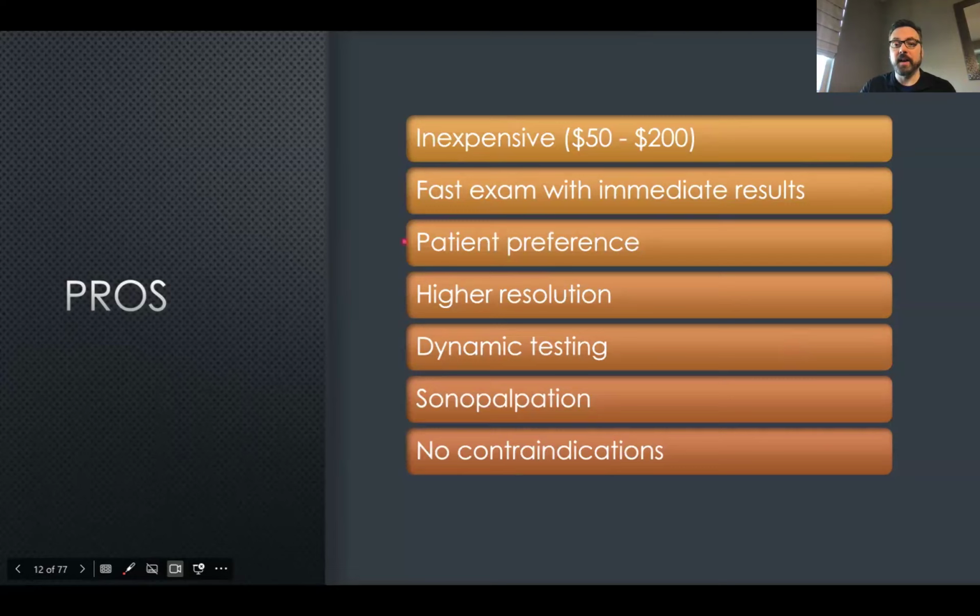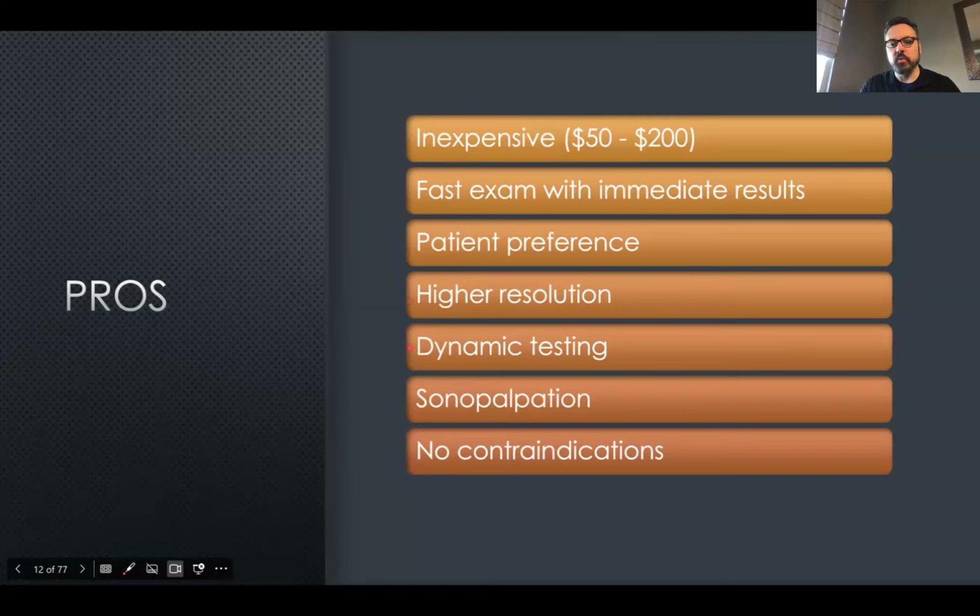Most people would rather sit in a chair or lay on an exam table and have the ultrasound probe go over the area instead of getting stuck in an MR machine with a big coil around it. And again, I want to preface this is not going to replace MR at all. But there is a little bit of patient preference for this scan. With certain parts of the body, there is higher resolution.